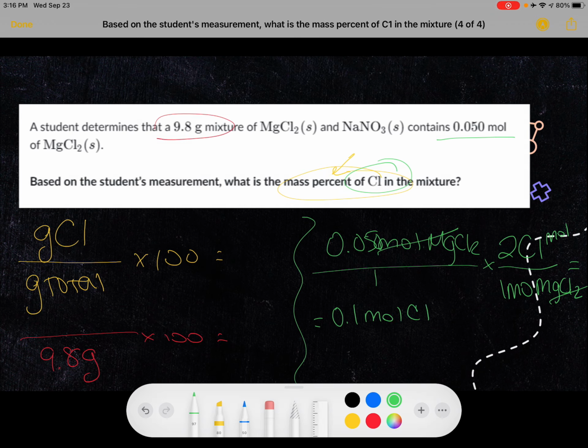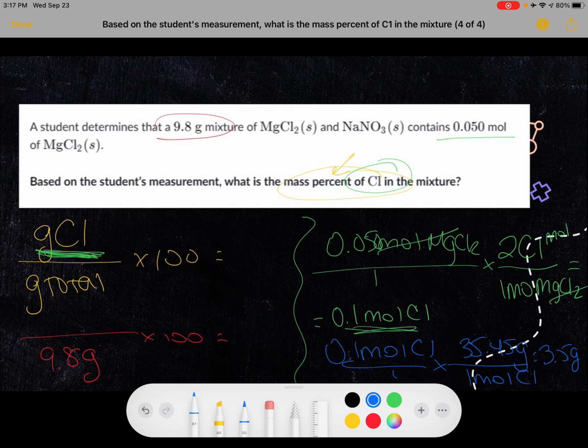So can I just put the 0.1 moles of Cl into my formula? No, we got to watch out. It's looking for grams of chlorine. Do I have that? No, I got moles. So I'm going to need one last step. I'm going to take the 0.1 moles of Cl and say for every 1 mole of chlorine, I use my periodic table. There's 35.45 grams of it, and I end up getting 3.5 grams of chlorine. That's what goes in my numerator. So that's how we found it.